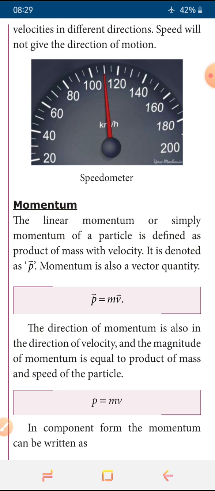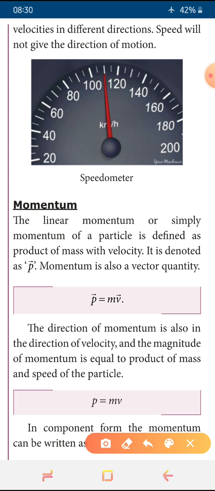Before that, here the picture of a speedometer is given. Everyone has a 2-wheeler or 4-wheeler at home, so we know about this. So what is the use of this speedometer? This speedometer is used to measure the speed of the vehicle. So at present, when we travel, we can find out how much speed it shows.